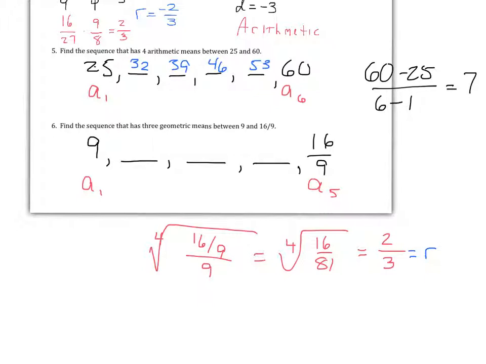So 9 times 2/3 is 18/3, or 6. 6 times 2/3 would be 12/3, or 4. 4 times 2/3 would be 8/3, and 8/3 times 2/3 is 16/9.